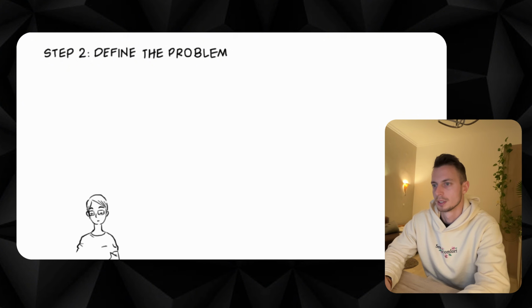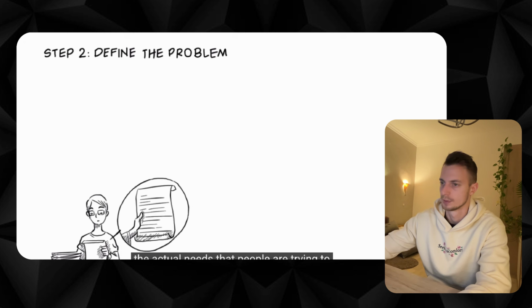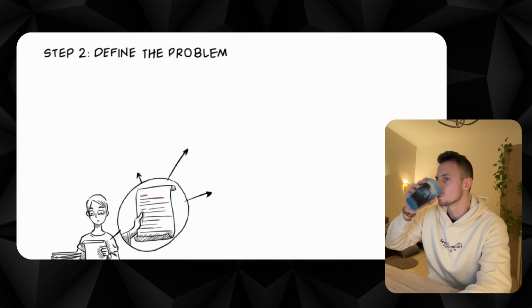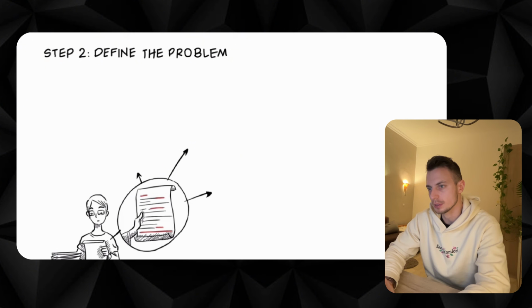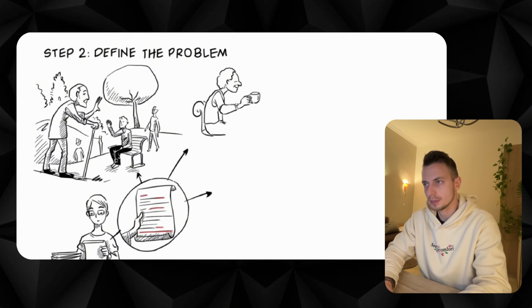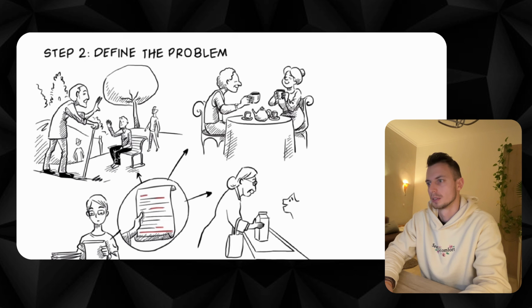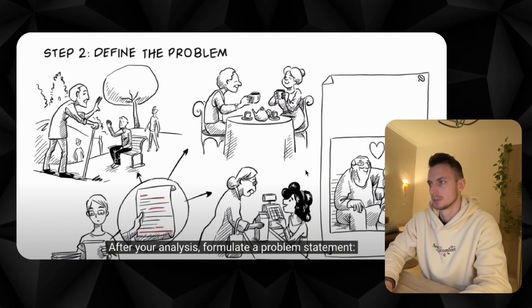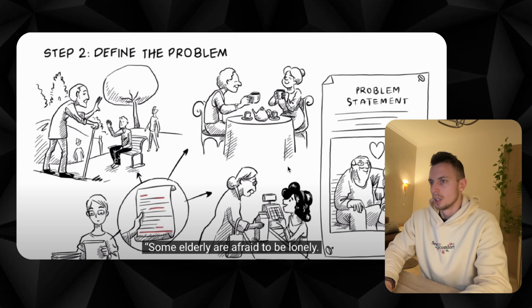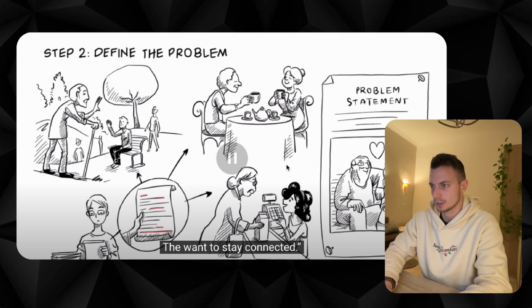Looking at the interviews, you can now understand the actual needs that people are trying to fulfill with certain activities. One way to do that is to underline the verbs or activities that the people mentioned when talking about their problems, like going for a walk, meeting old friends for tea, or simply going grocery shopping around the corner store. You might realize it's not so much about going out, but more about staying in touch. After your analysis, formulate a problem statement. Some elderly are afraid to be lonely. They want to stay connected.